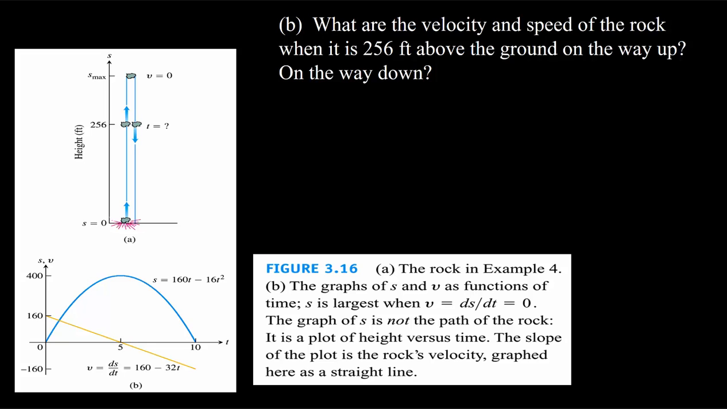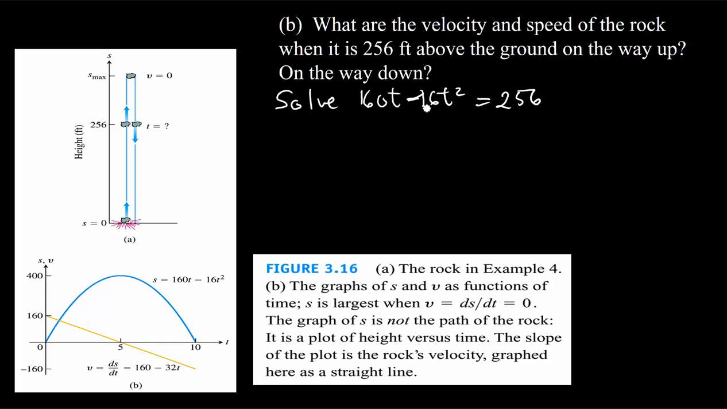Well, in order to find when it reached that height, because why do we need to find when it reached that height? So that we can find the velocity right at that second, that t equal to whatever many seconds. So the thing we do is we solve s of t, which is 160t minus 16t squared, equal to 256.